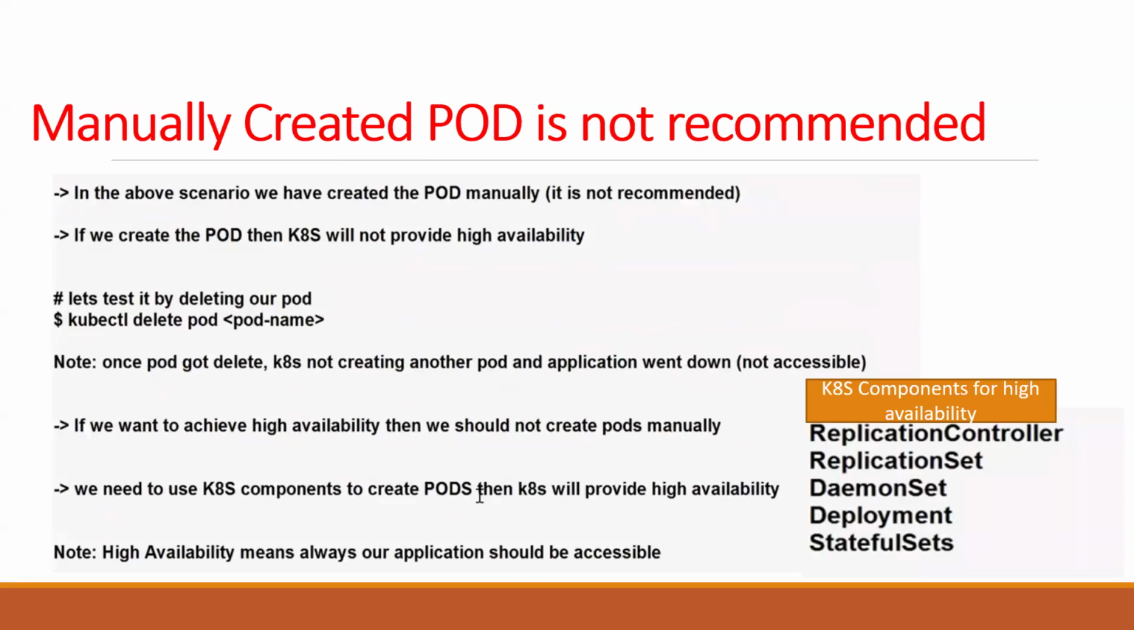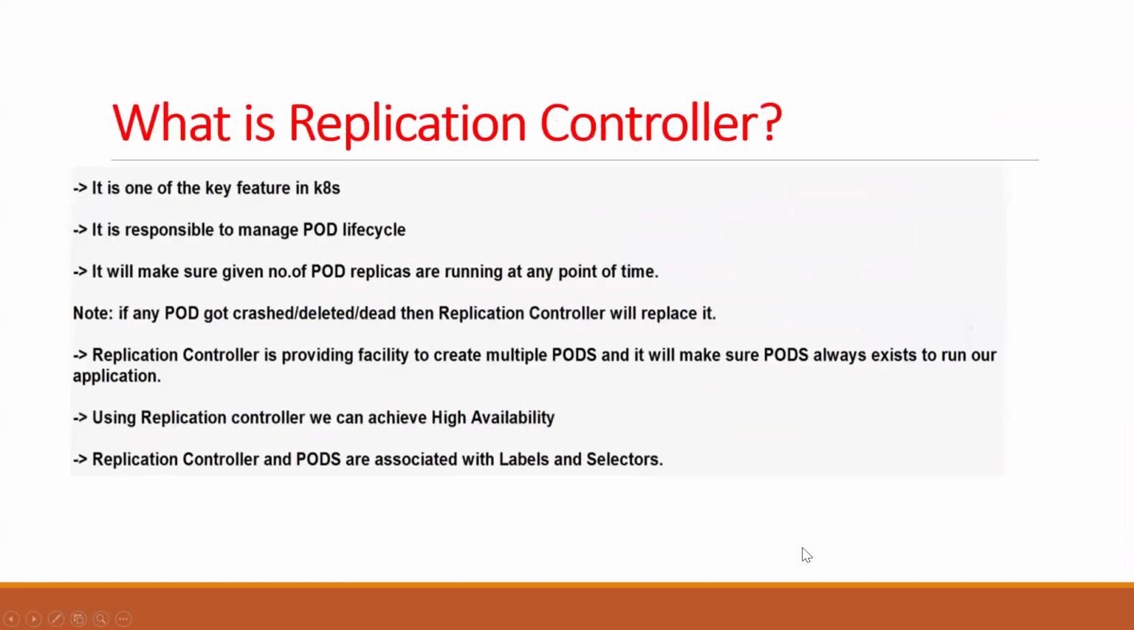So manually created pod is not recommended. In the above scenario, we created the pods manually. If we create the pod manually, Kubernetes will not provide high availability. Once a pod got deleted, Kubernetes is not creating another pod and the application went down. If you want to achieve high availability, we should not create the pods manually. We need to use Kubernetes components to create pods. Then Kubernetes will provide high availability. High availability means our application should always be accessible, right? So these are the components we can use.